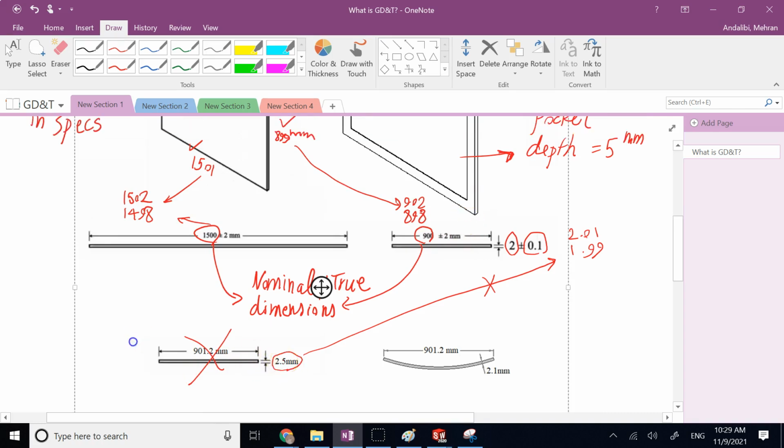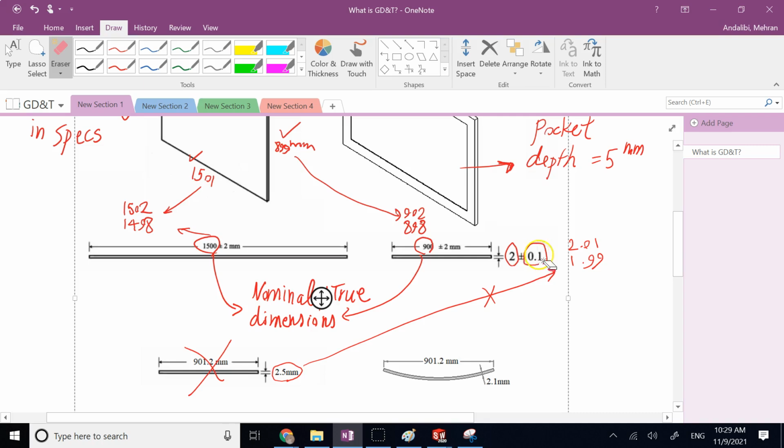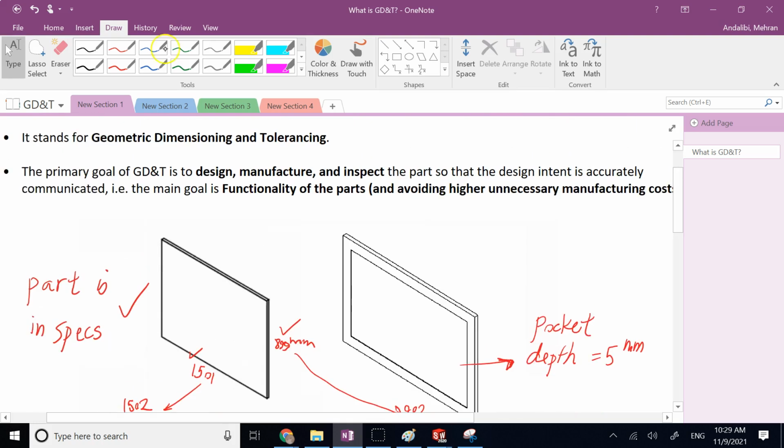So maybe this tolerance that you put in it, 2.01, is a little bit too tight. Maybe I should not go with 2 plus minus 0.1. Maybe I should go with 2 plus and minus 0.5 or something, right? Or I can change this middle number. Instead of 2, say maybe 3 or something, because this guy can go up to 5. Good? So tight tolerances can lead to rejecting some of the parts that could be functional, and the ultimate goal of this GD&T is to make sure the part is working and functional.